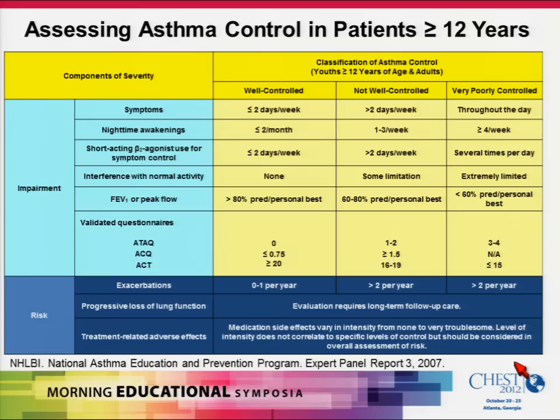And basically is assessment of impairment and assessment of risks. Impairment is based on assessment of symptoms during the day, night symptoms, use of rescue medicine, activity limitation. Of course, lung function is there, but it's not the only thing. And then they recommend using questionnaires to assess asthma control. They also emphasize that assessment of risk, particularly risk of exacerbation, is very important.